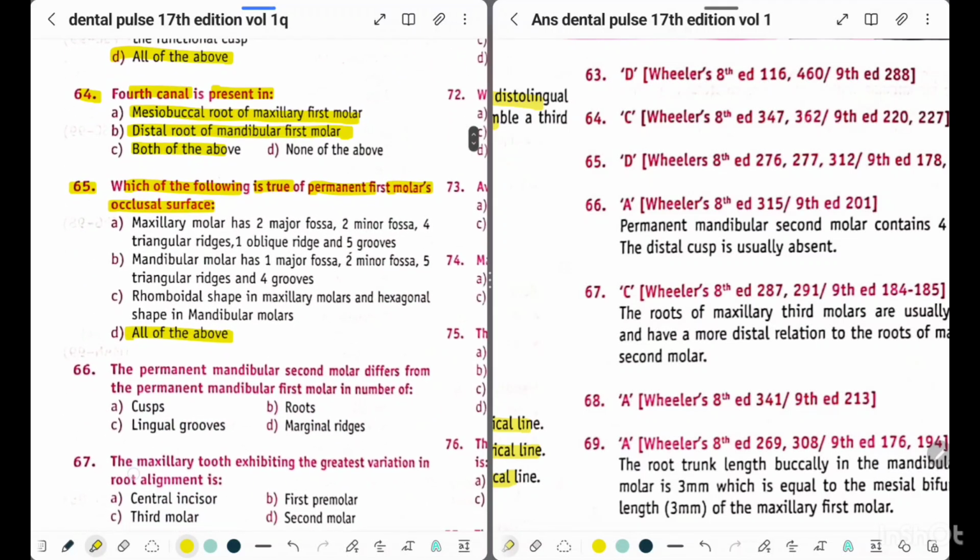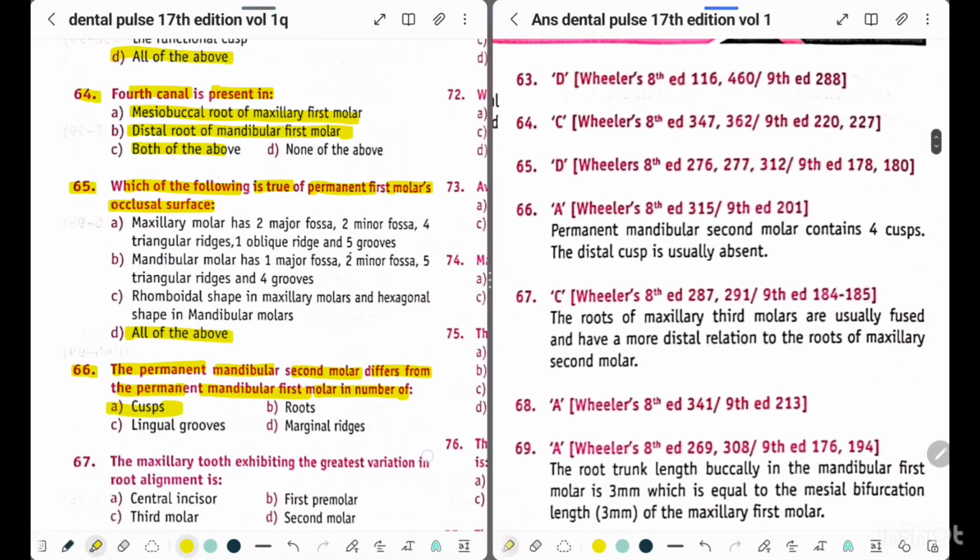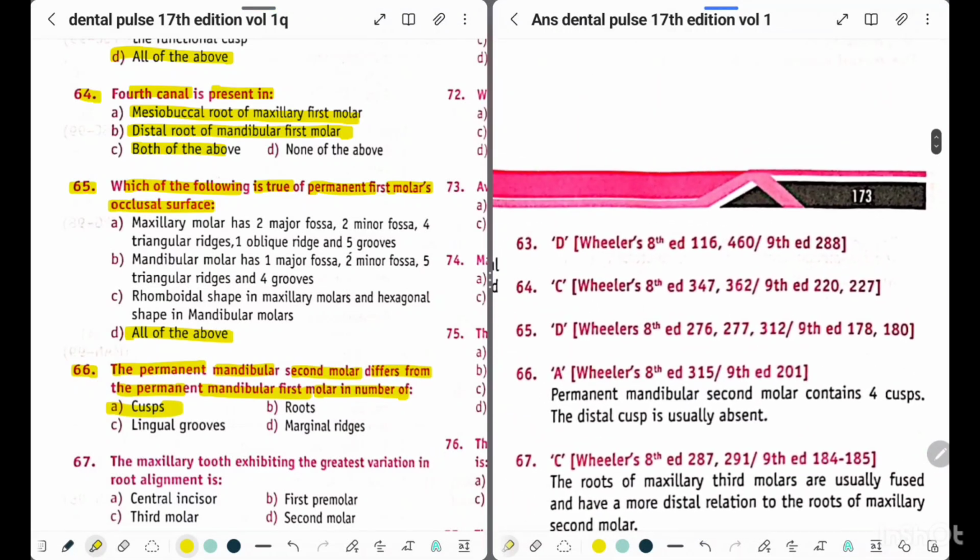Okay. Now question 66. The permanent mandibular second molar differs from permanent mandibular first molar in number of. Option A is cusp, B roots, C lingual grooves or D marginal ridges. So its answer is cusp. Let's see its explanation. Permanent mandibular second molar contains 4 cusps. The distal cusp is usually absent.